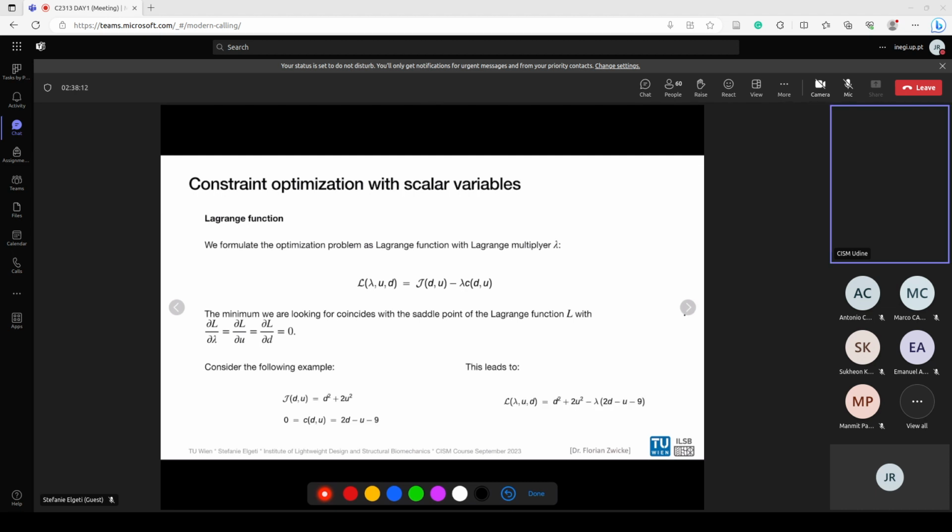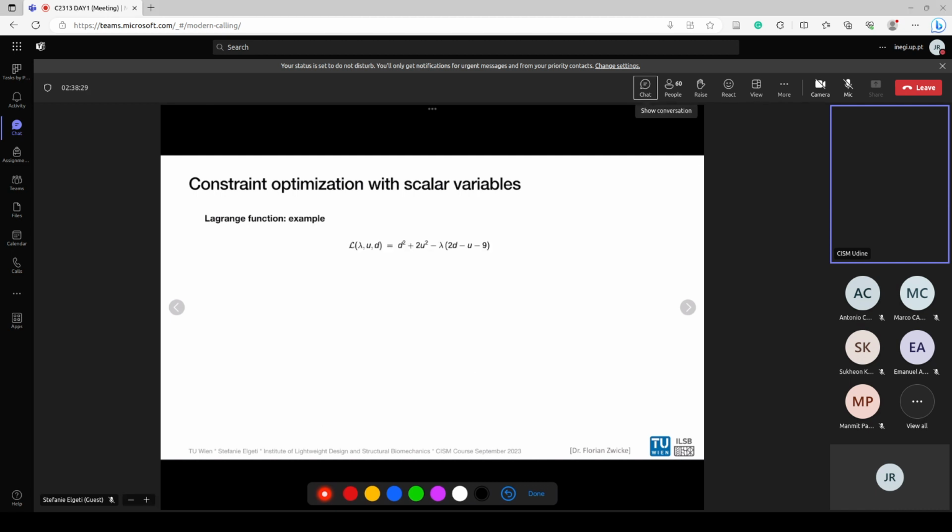So we look at the same example that we just computed, then this will lead to the following Lagrange function. So we have the objective function, and here we insert the equality constraint times the Lagrange multiplier. So then we're looking for the saddle point. So we can compute these partial derivatives of this function that will give us those expressions.